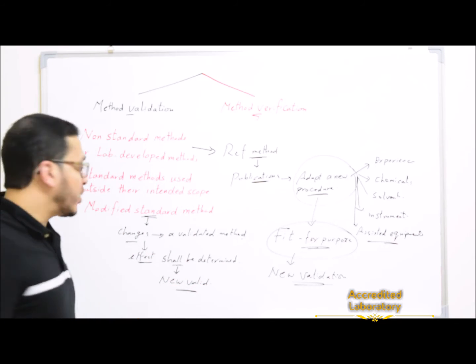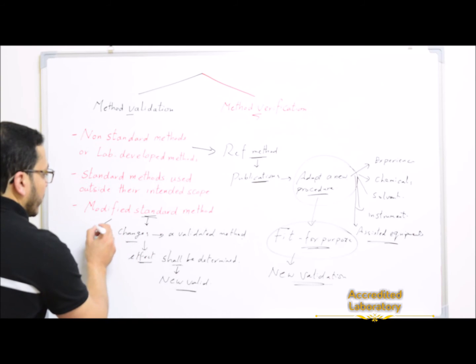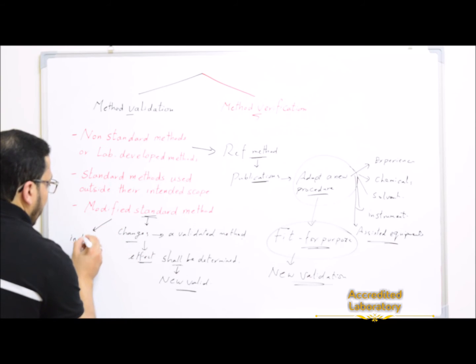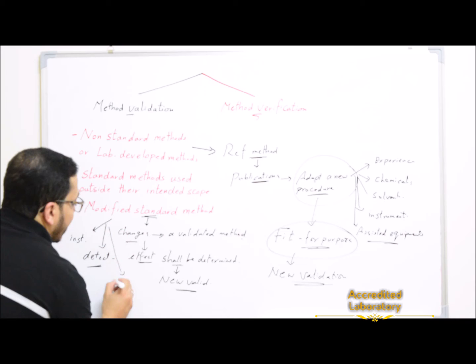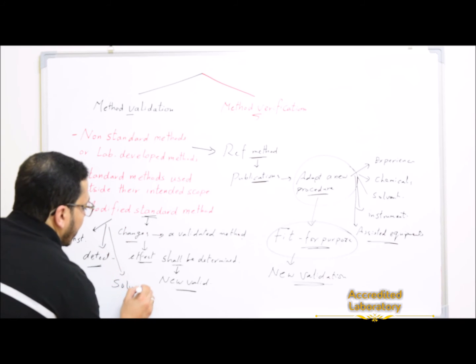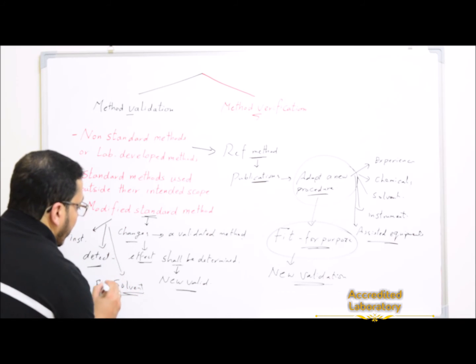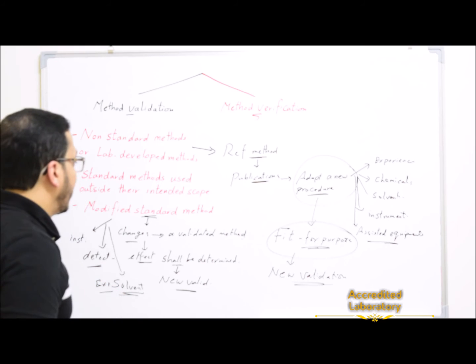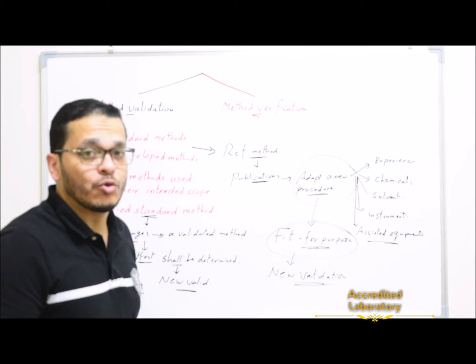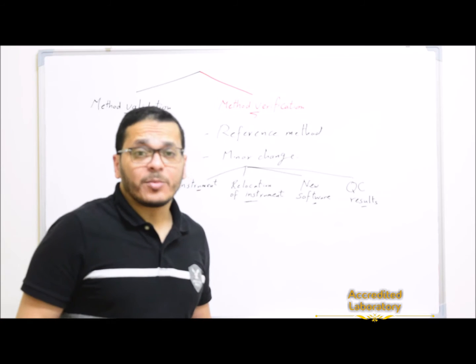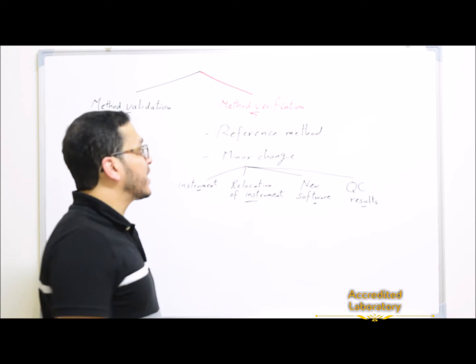Like changing the instrument by another type of instrument. Like changing the detector by a different detector. Like changing the solvent for extraction by another solvent. If you have a big change in the standard method, in this case you need to make new validation. Verification can be applied if you have reference methods.